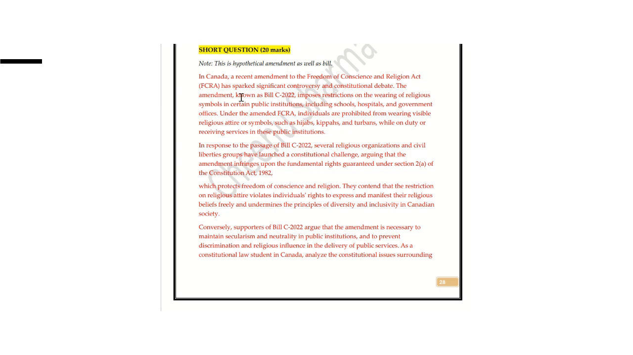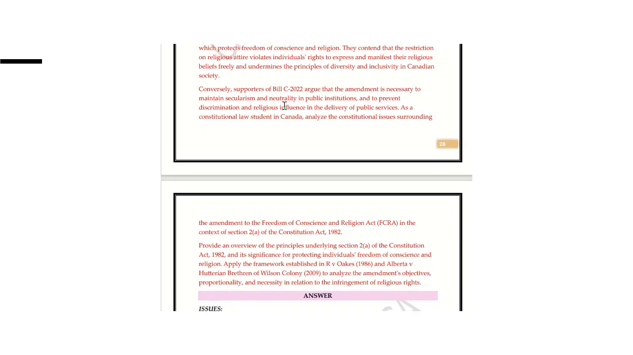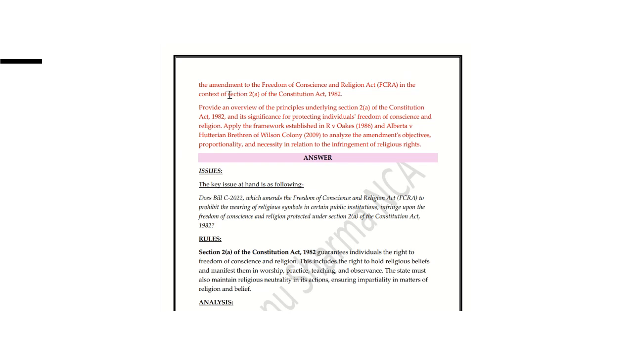In Canada, a recent amendment to the Freedom of Conscience and Religion Act has sparked significant controversy. The bill is C-2022. This is related to the imposition of restrictions on wearing religious symbols in public institutions. In response to this bill, several religious organizations and civil liberty groups have launched a constitutional challenge. They are arguing that this amendment is infringing upon their right under section 2(a). So here, directly in the question it is mentioned that you have to go to section 2(a).